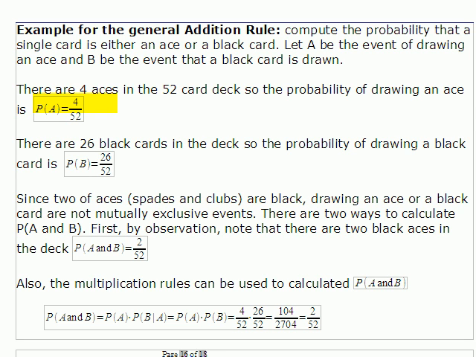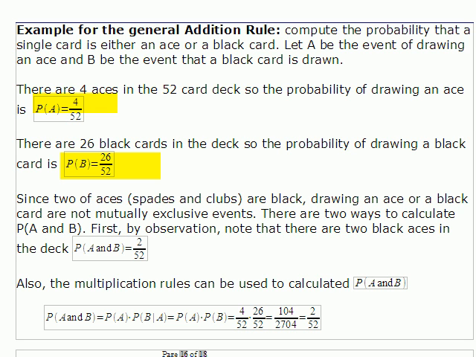Now, how many black cards are there in the deck? Well, half of them are black and half are red, so that's 26. So here's the probability of drawing the black card. Now look at the overlap. What is the probability? So we're looking at the probability of drawing an ace that is also black.